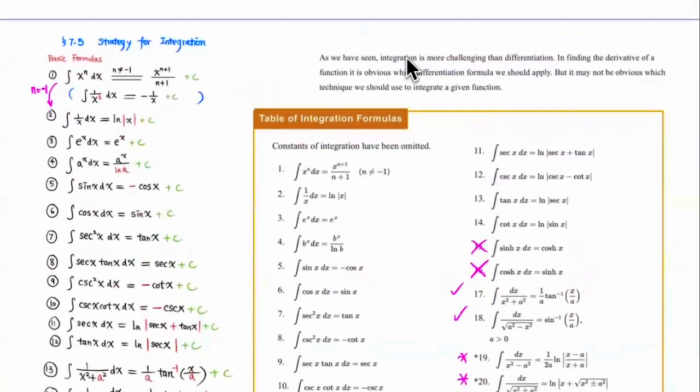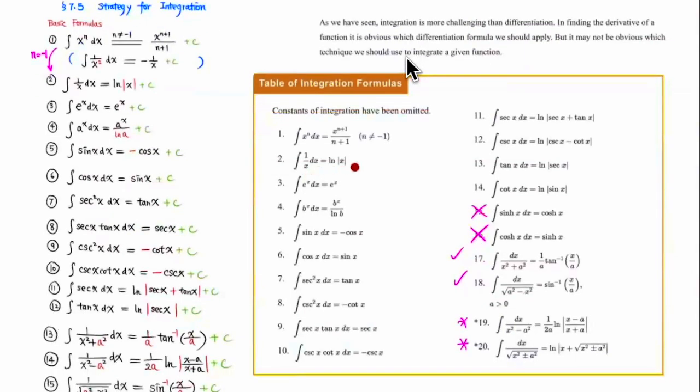For 7.5, strategy for integration. In the table of integration formulas, we have these 20 formulas. Out of these 20, these 2 you don't need to remember: the hyperbolic sine and hyperbolic cosine. If they ever come up, you can always look them up. Actually, it's not that hard to remember, but you're not responsible for it. The star over here, these 2, you don't really need to remember. But these 2, you want to remember, 17, 18.